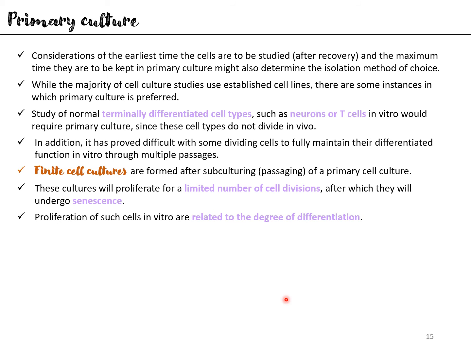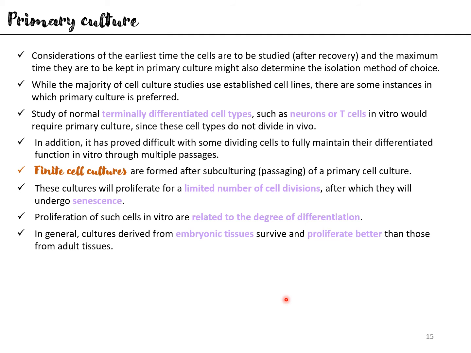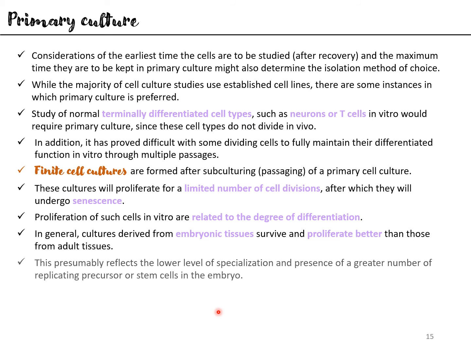Proliferation of such cells in vitro is related to the degree of differentiation. In general, cultures derived from embryonic tissues will divide more, survive longer, and proliferate better compared to those derived from adult tissues. So it is simply representative of how those cells would survive when normally present in the body. Normally in the body, embryonic cells would divide more and survive more, so will they in cell culture. Normally in the body, adult tissue cells will not divide so much, so they would not divide so much in primary cell culture either.